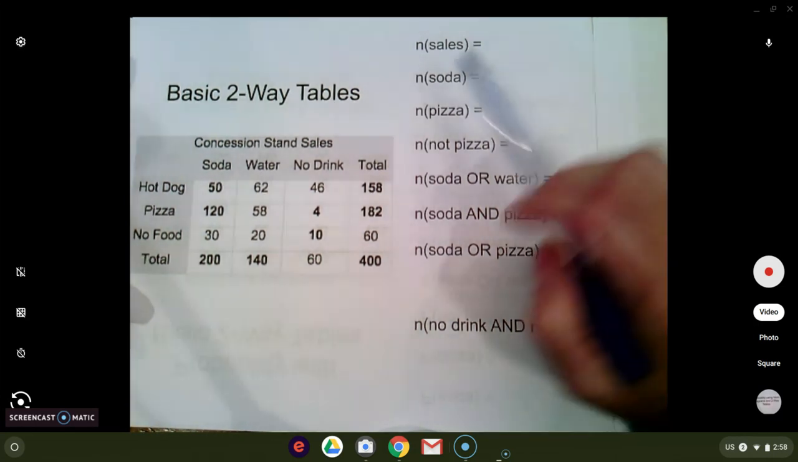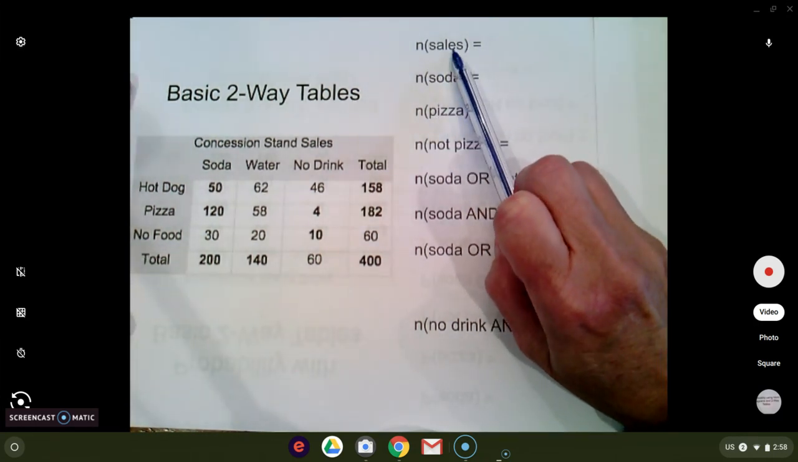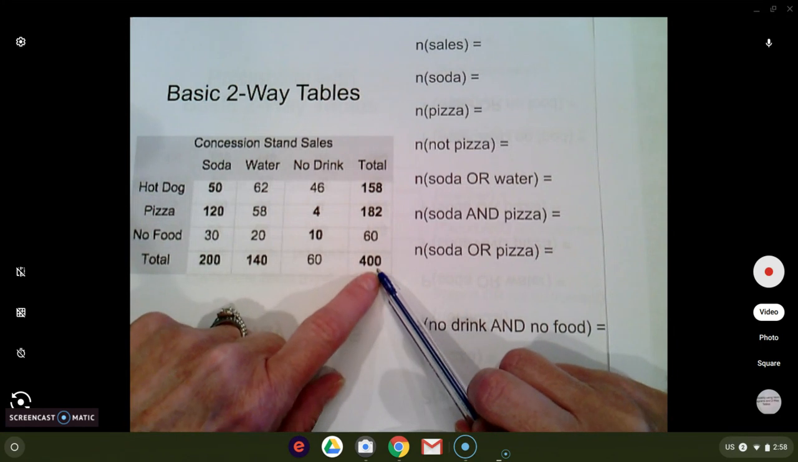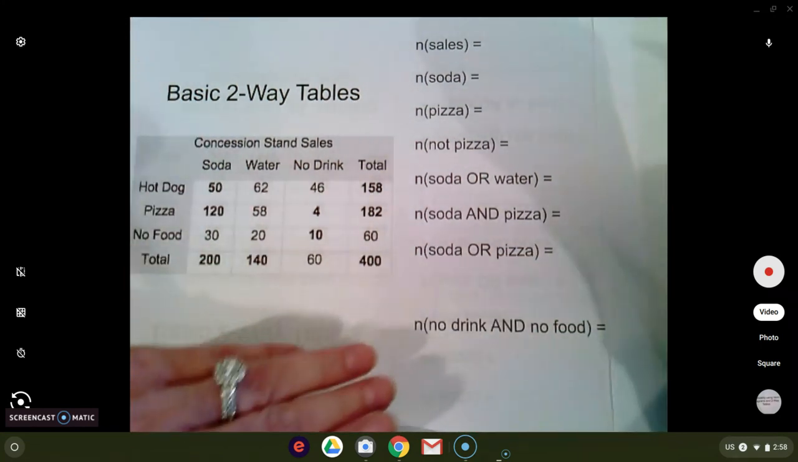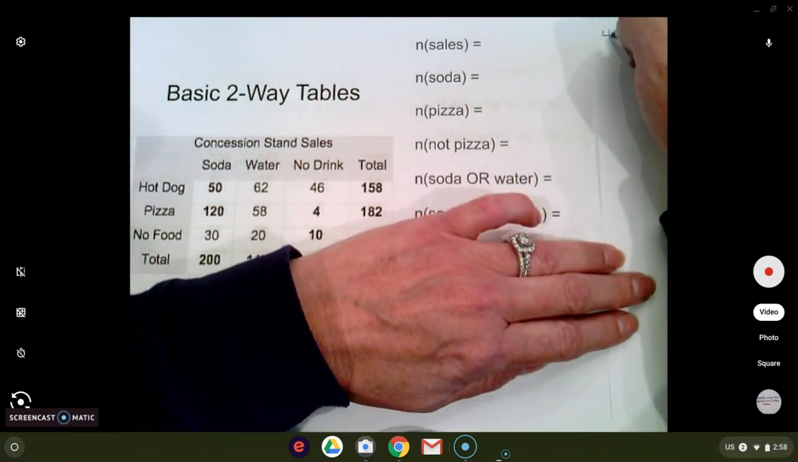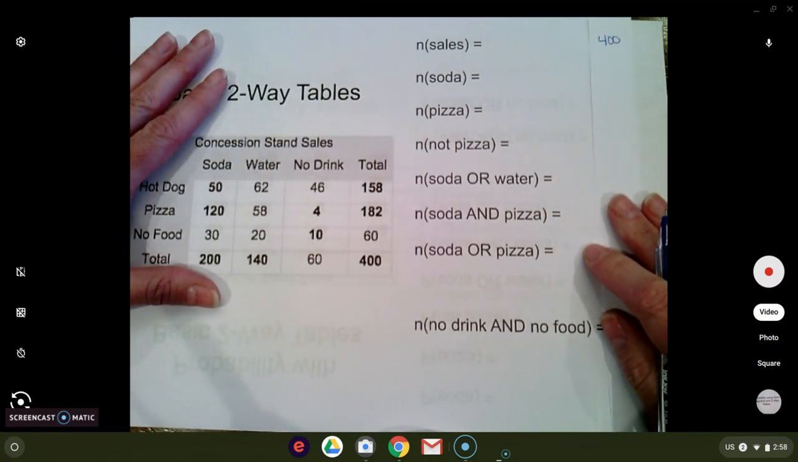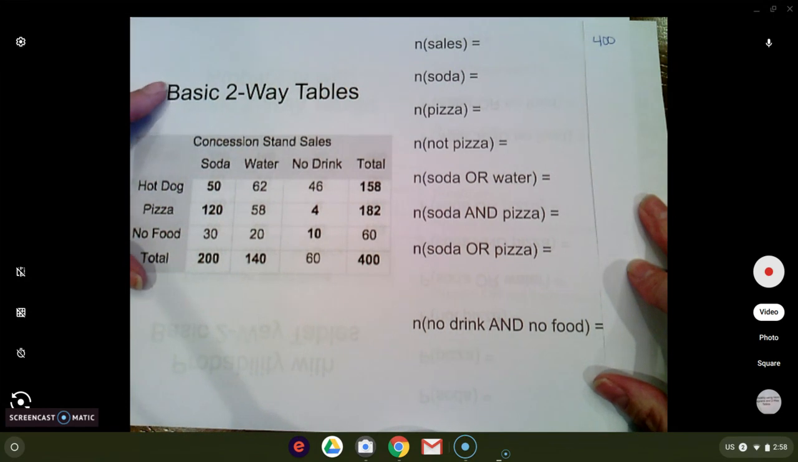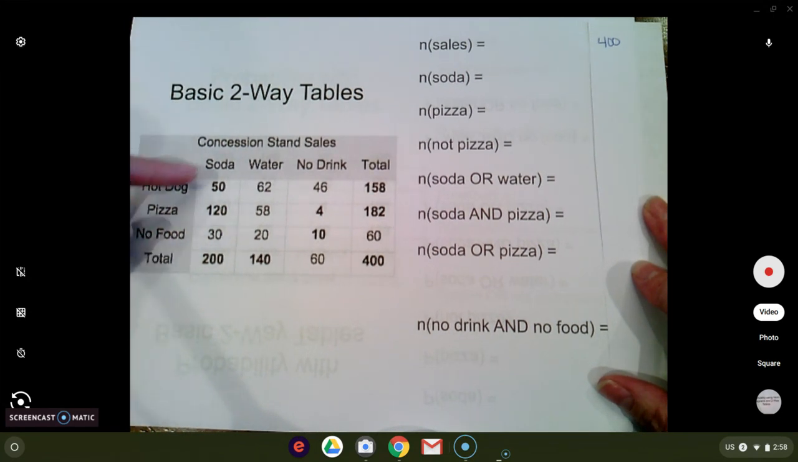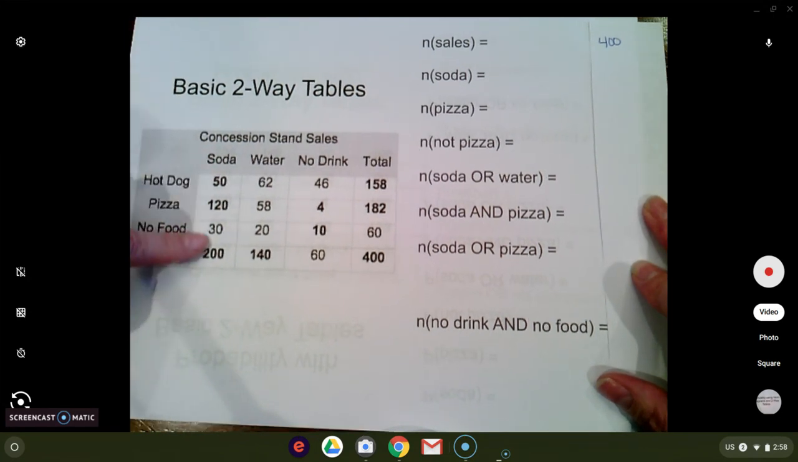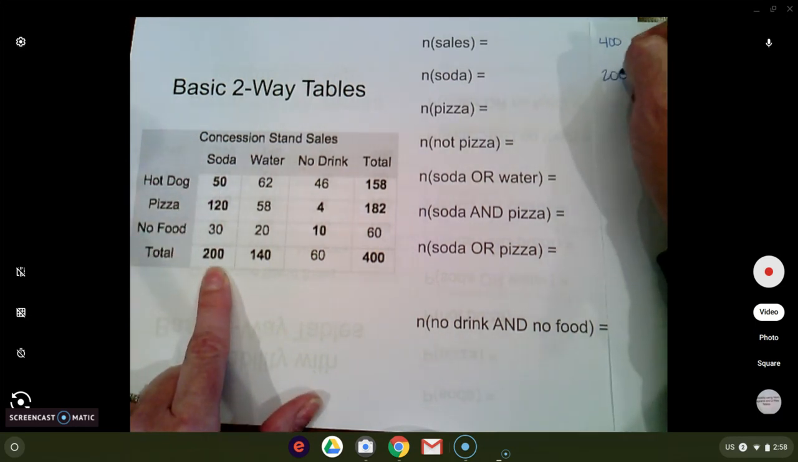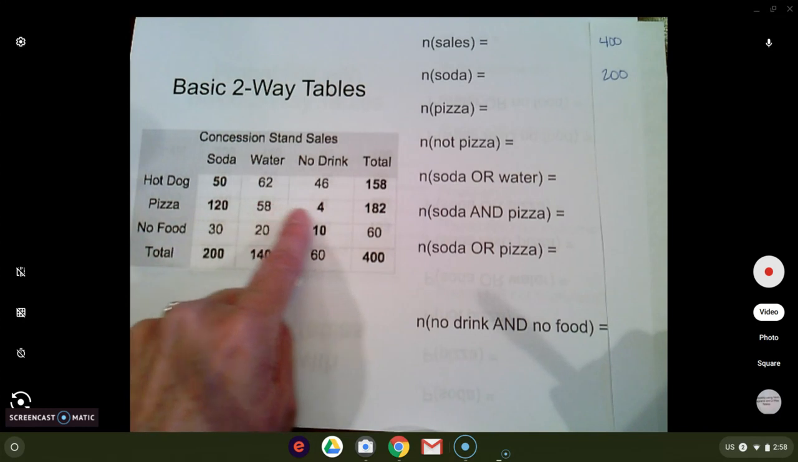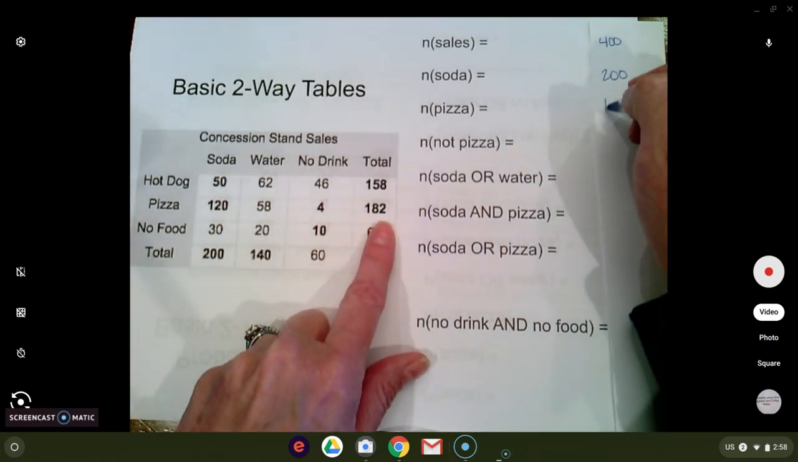They wrote down how many orders of each thing. So again, using set notation, we're going to talk about the number of sales total. You're always going to find that in the bottom right-hand corner. Sometimes you have to do the totaling yourself, but you can add, so you're in great shape. So there were 400 sales total in this collection. Okay, the number of sodas sold. When you look at this, you can see that total here, 200. It's at the bottom of this column. Number of pizzas at the end of this row, 182.